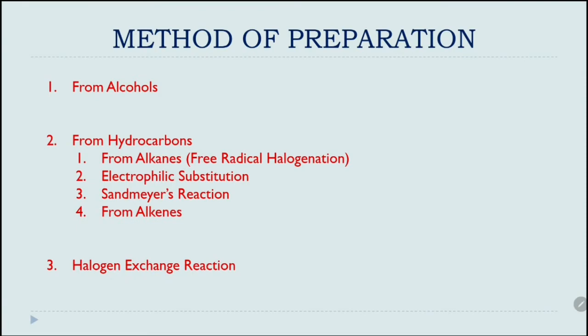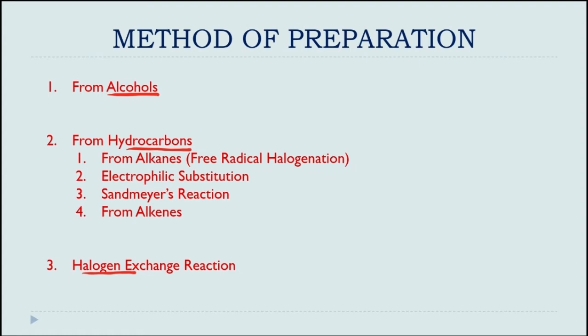Now we will discuss the methods of preparation for halo compounds. We can prepare halo compounds by taking alcohol as the substrate, by taking hydrocarbons as the substrate, or by taking a halo compound itself as the substrate. So we will go through the methods of preparation under these three headings. First one is method of preparation from alcohol, second one is from hydrocarbons, and third one is from halo compound itself.